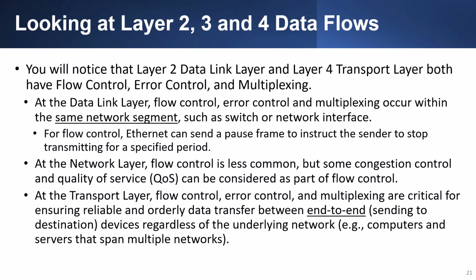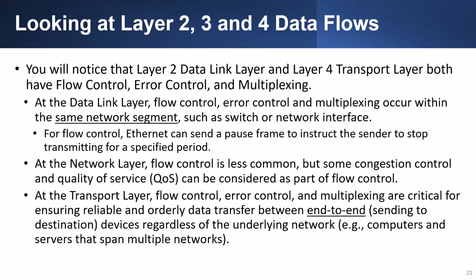You'll notice that Layer 2 Data Link Layer and Layer 4 Transport Layer both have flow control, error control, and multiplexing. At the Data Link Layer, flow control, error control, and multiplexing occur within the same network segment, such as the switch or network interface.